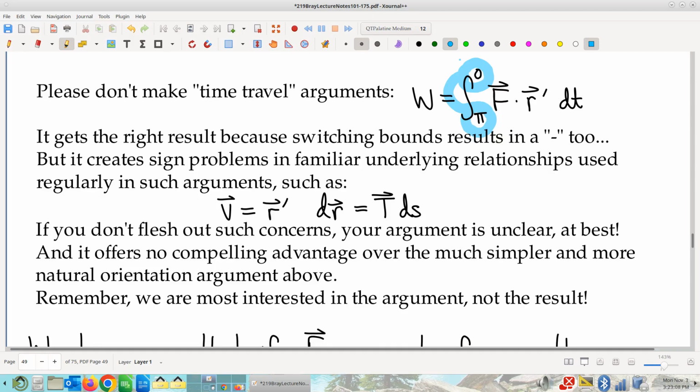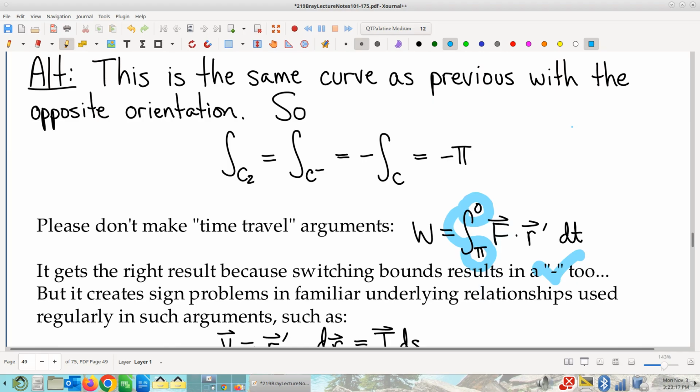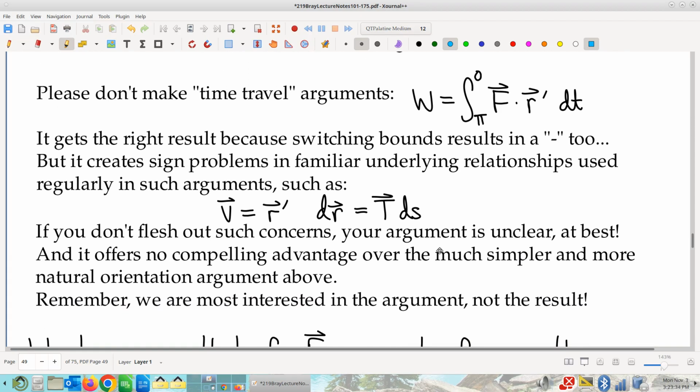And of course, now we know from single variable calculus that when you switch the bounds, that indeed does give you a minus sign. And yes, it is indeed the same minus sign that we see there. You will get the right answer. And of course, y'all have heard me say it a bunch of times: it's not about the answer, it's about the argument. We need to think about the argument. Does this argument make sense? And here's the problem with the argument.